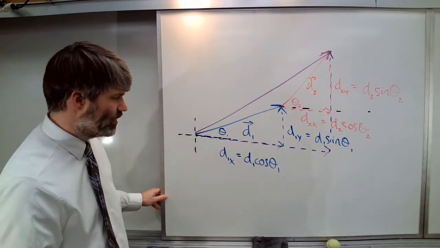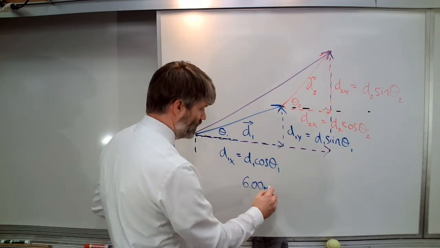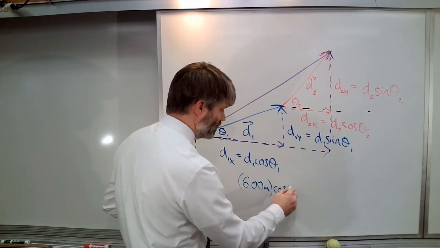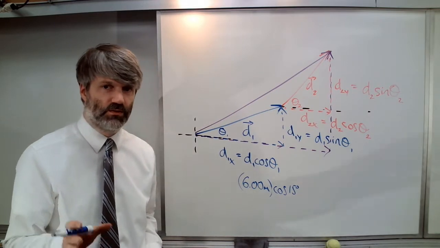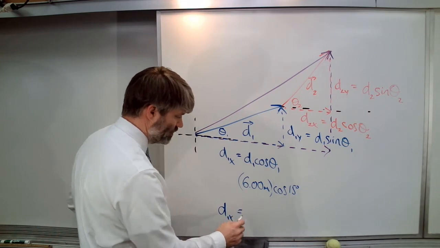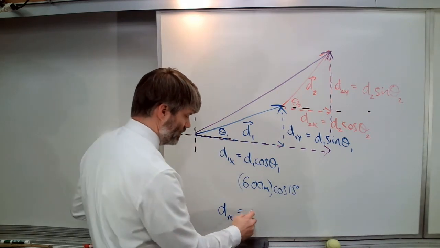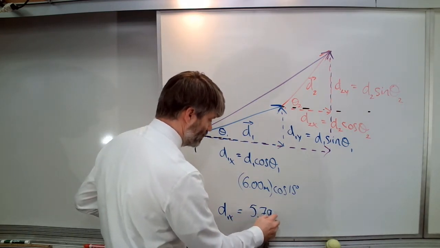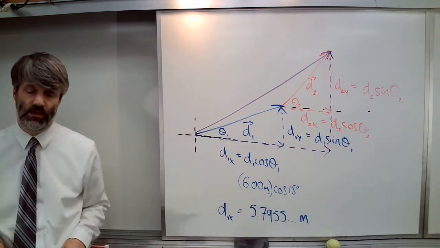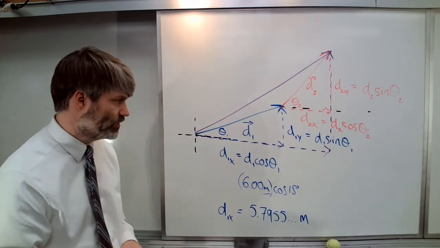We can solve for these right now if we like. We know that D1 is 6.00 meters at an angle of 15 degrees. Do make sure that you've got your calculator in degrees and not radians. So the X component of D1 is going to be something like 5.7955 meters. Don't forget that it's meters. It's a displacement vector. You want to keep this long number in your calculator until we actually use it.